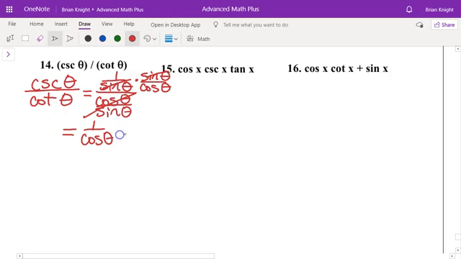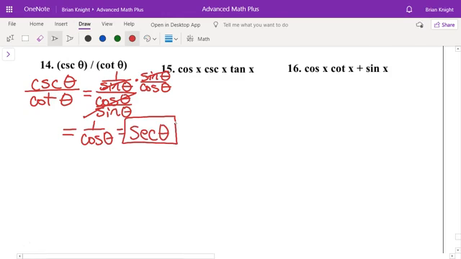Do not ever simplify and leave it as a fraction. What does 1 over cosine of theta equal off of your formula sheet? Secant theta. That is my final simplified answer.